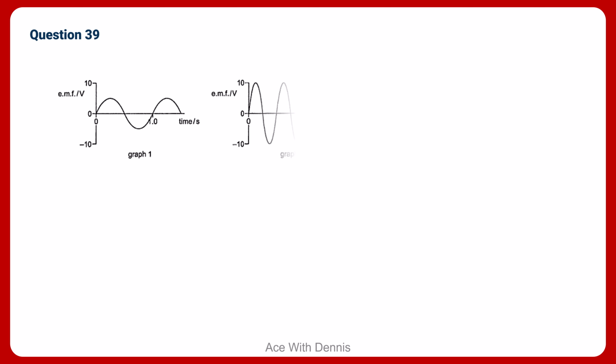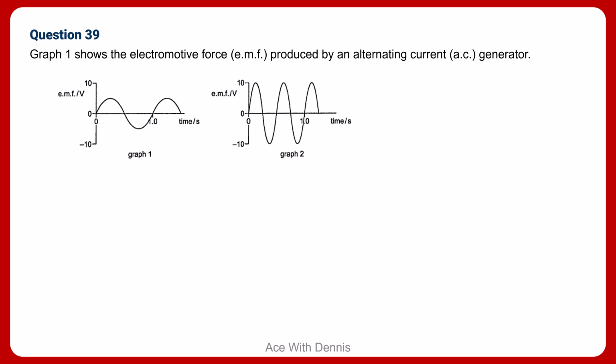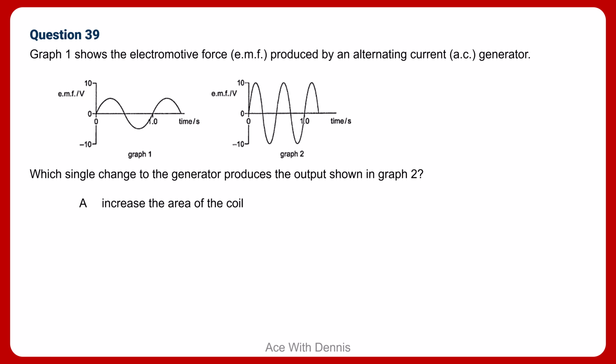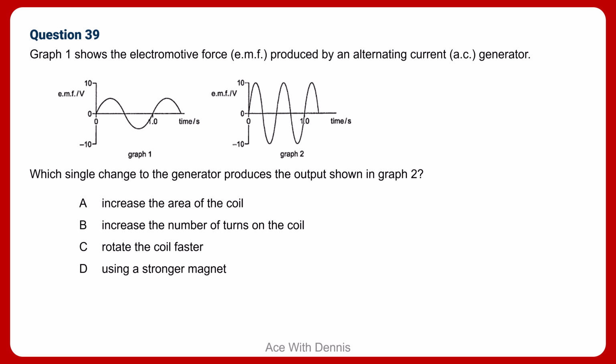Question 39. Given these two graphs, graph 1 shows the electromotive force EMF produced by an alternating current AC generator. Which single change to the generator produces the output shown in graph 2? A. Increase the area of the coil. B. Increase the number of turns on the coil. C. Rotate the coil faster. Or D. Using a stronger magnet.